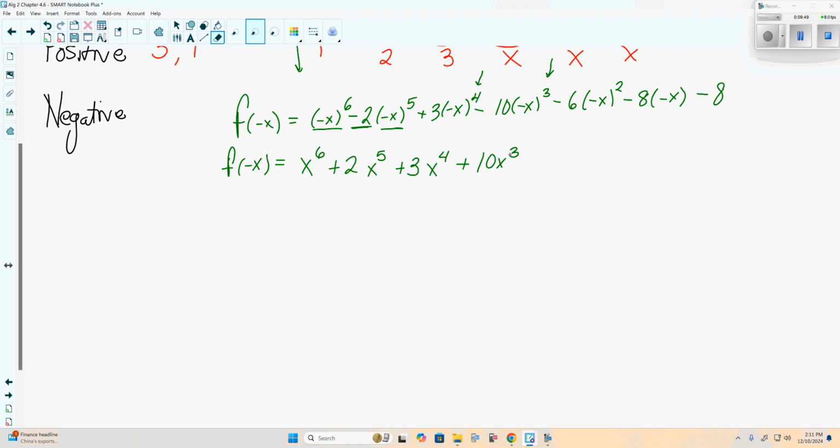Our one after that is our x squared, another even. So we keep our sign, giving us negative 6x squared. Because the next one's kind of nice after that. Negative 8 times negative x. Negative times a negative is a positive, so plus 8x minus 8.